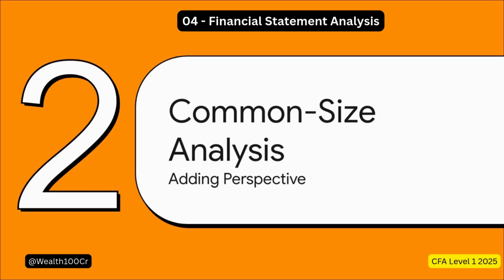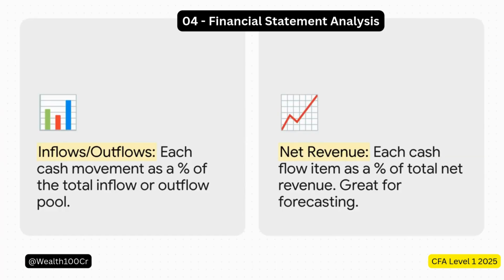So once we have that big picture, it's time to put the numbers into perspective. Because looking at raw dollar or rupee amounts can be super misleading, right? Comparing a huge company to a small one, or even the same company from 5 years ago, it's like comparing apples and oranges. To make real meaningful comparisons, we use a fantastic tool called common size analysis. And there are two main ways we can do this.